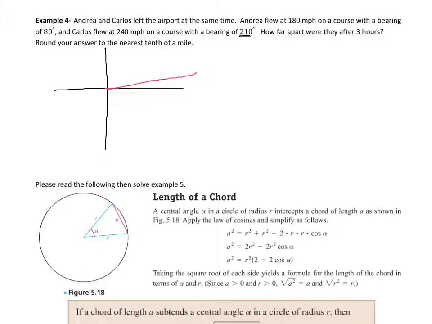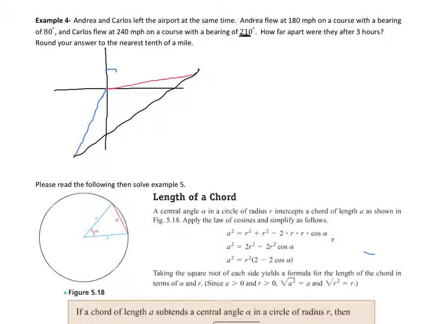Okay. So now Carlos is a bearing of 210. So again, remember, we start at north and we go clockwise, so he's going to be roughly right here. There's Carlos. Now what we want to do is figure out the black side, the length. That's how far apart they are after 3 hours.